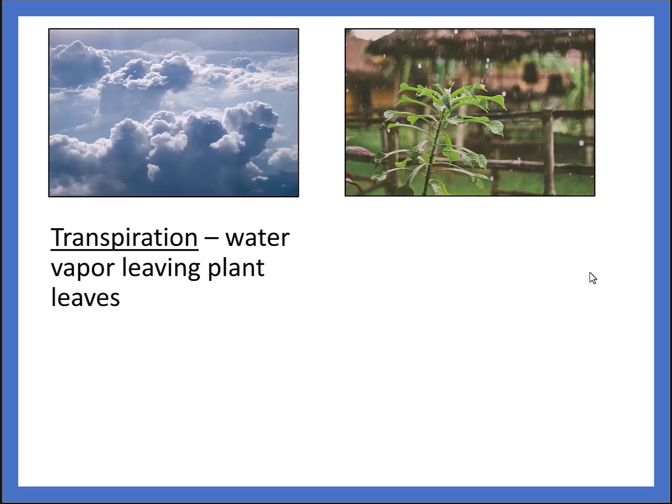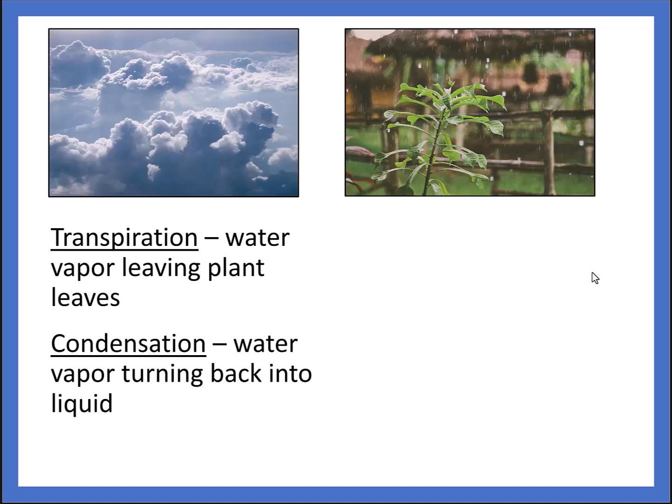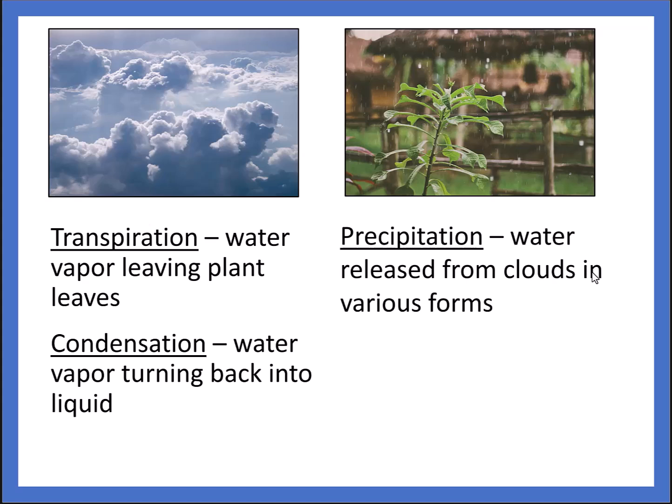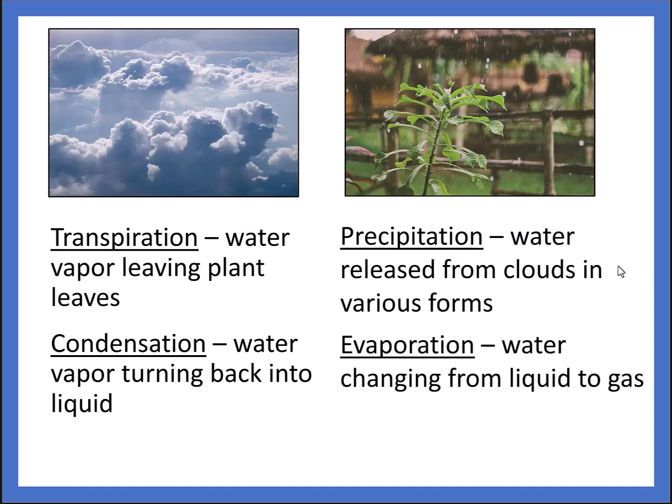And just to go through each of these individually, transpiration, as I mentioned, is water vapor leaving through plant leaves. We've discussed stomata in leaves in other units of this class. Water vapor is being released through the stomata of the plants and then being released back into the atmosphere. Condensation is water vapor turning into a liquid. Precipitation is water being released from clouds in various forms like rain, snow, and sleet. And then evaporation is water changing from a liquid to a gas. So most of those terms you should be pretty familiar with by now.